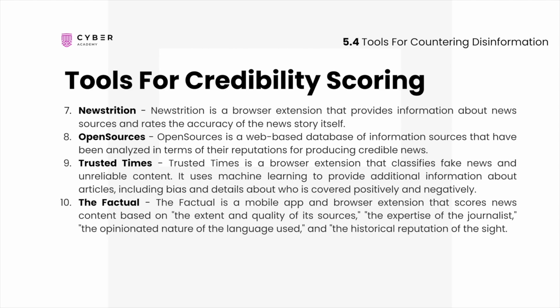The Factual is a mobile app and browser extension that scores news content based on the extent and quality of its sources, the expertise of the journalist, the opinionated nature of the language used, and the historical reputation of the site. It ranks the content on a 0 to 100 scale to measure the quality of the content. It is mainly automated. The tool rates news quality based on diversity of sources, author expertise, the language used, etc. It also identifies higher quality sources and sources from the other side of the political spectrum.